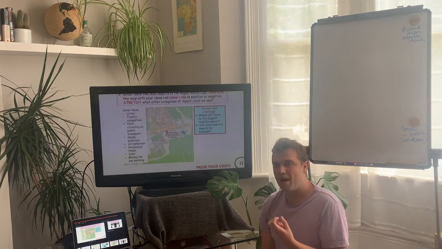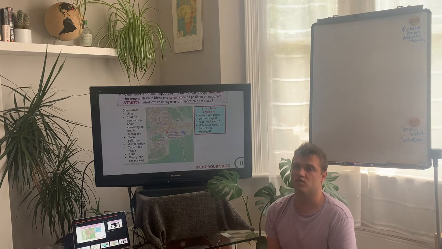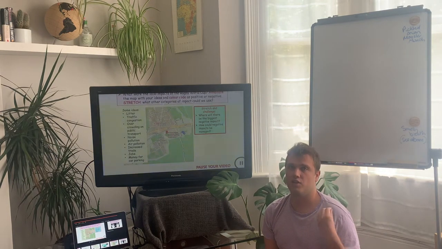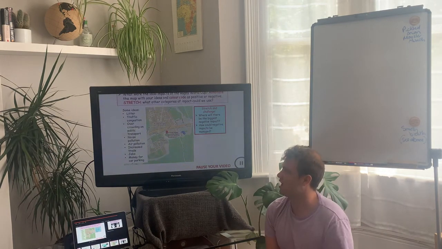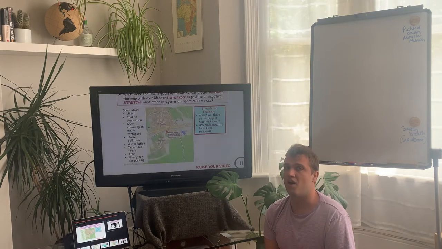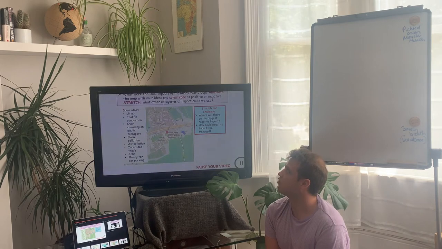So you're using map evidence, which is something you have to do a lot of in geography. Often they'll give you a map and they'll ask you to use map evidence. And if you just said traffic congestion, you wouldn't get the mark. But if you said traffic congestion on the A27, that would be where you get your extra marks.